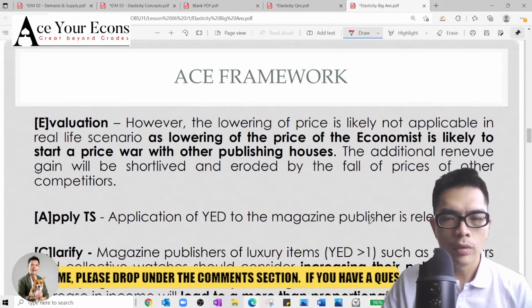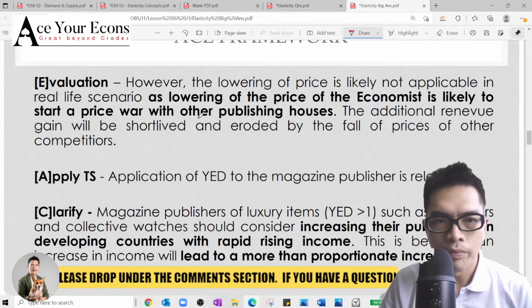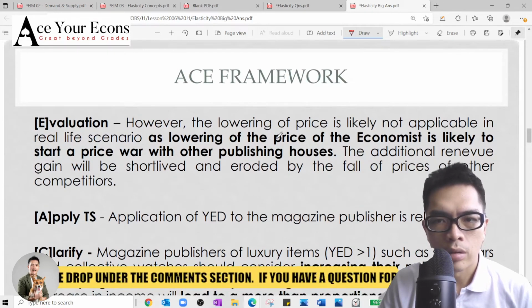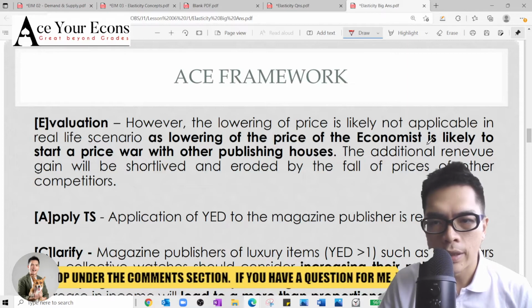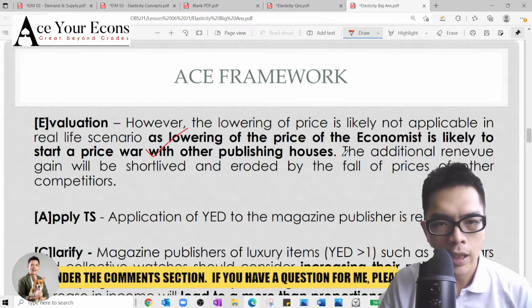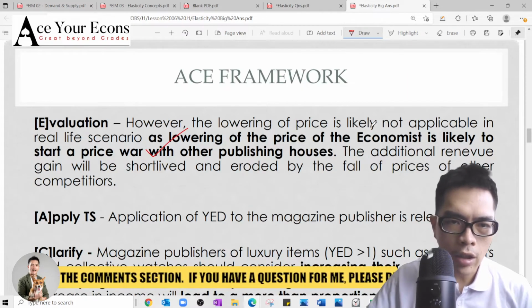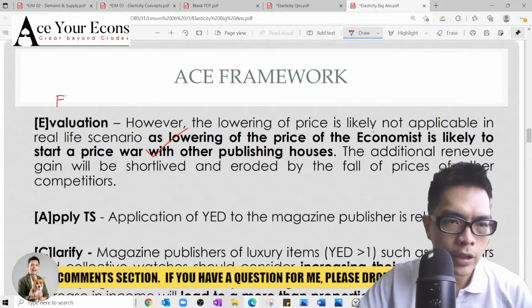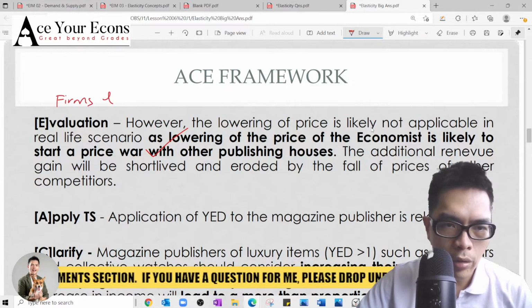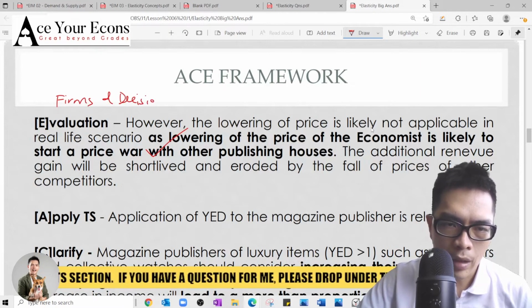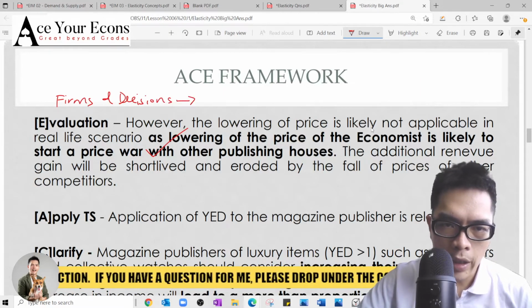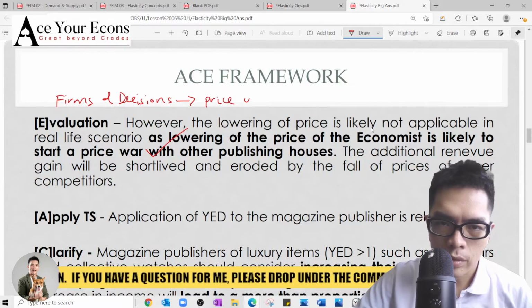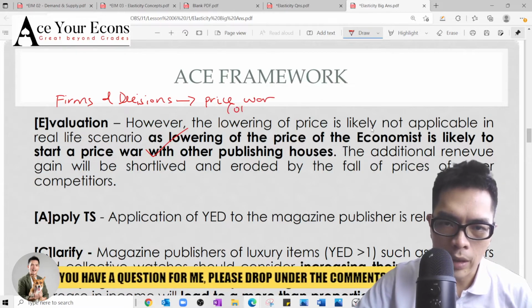Okay, a quick limitation. You can see that lowering prices of your magazine is going to start a price war. So this concept is related to firms and decisions. If you don't know how to use it, you can skip this for now. So the concept here is price war, under an oligopolistic market structure.